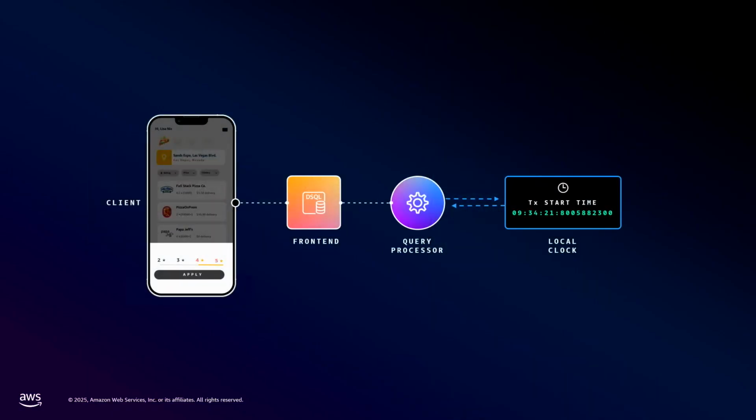The client, the front end, connects to the SQL front end, which allocates a query processor for you. But before the query processor starts the execution, it reads its local clock. Clock or timing in general is one of the most important concepts behind DSQL, which is why we're going to spend just a few minutes. My colleague will spend a few more minutes later in the session on this. It reads the local clock, and then it assigns the time as the transaction start time.